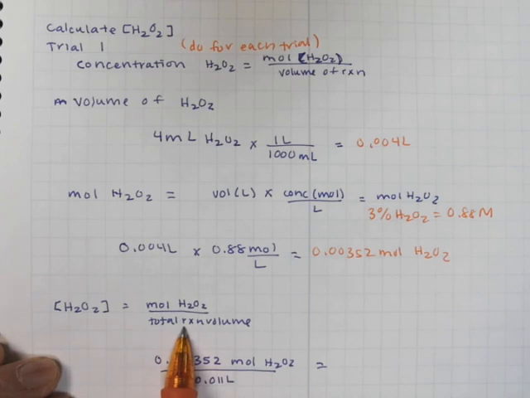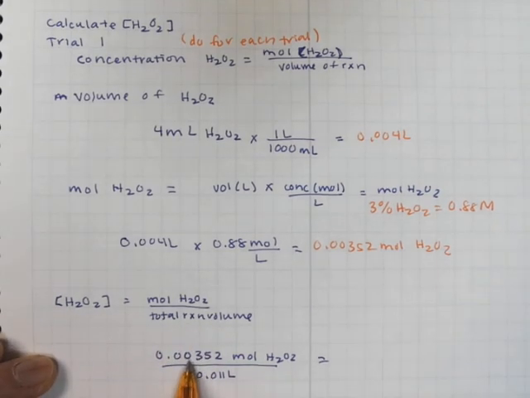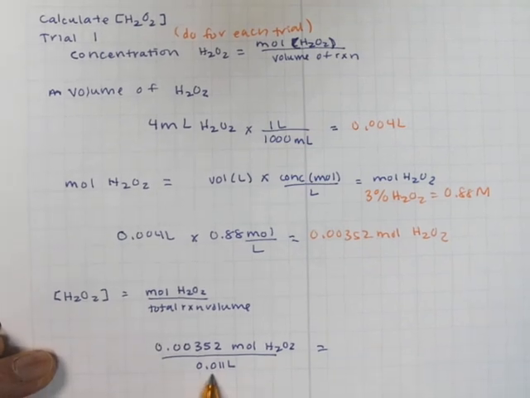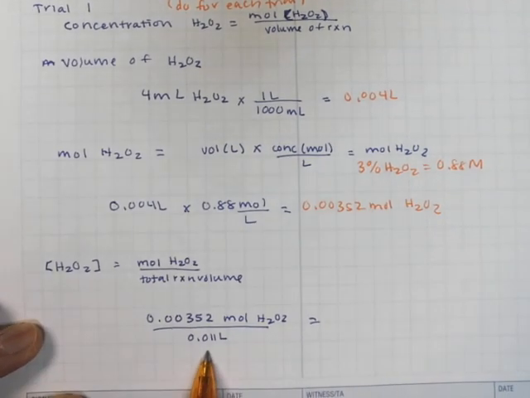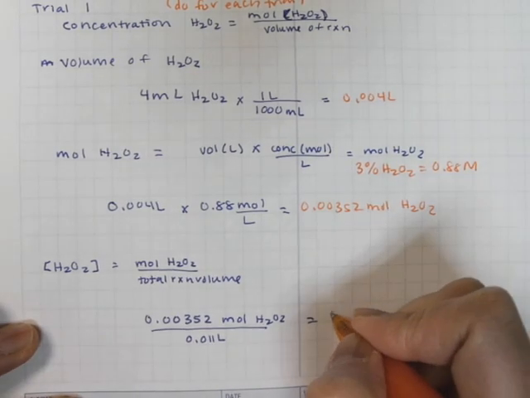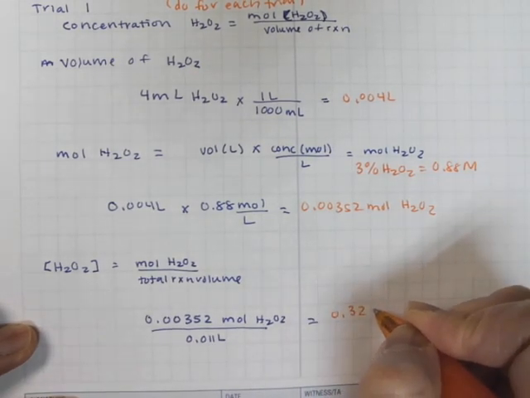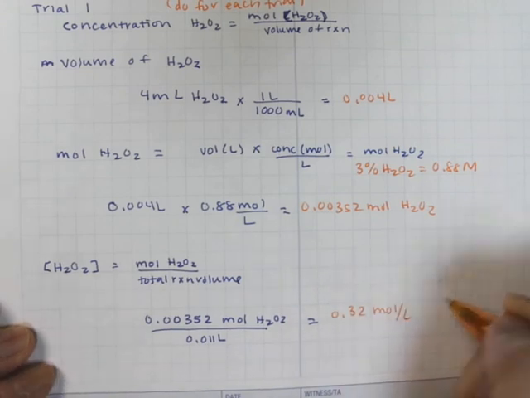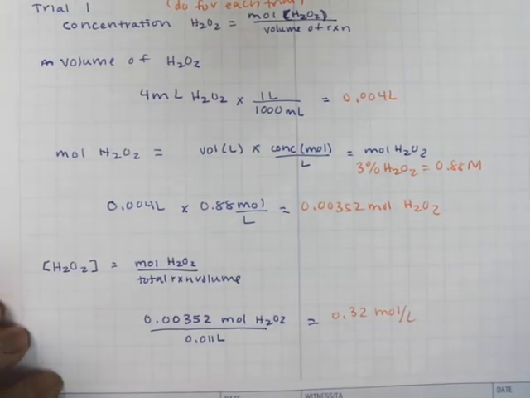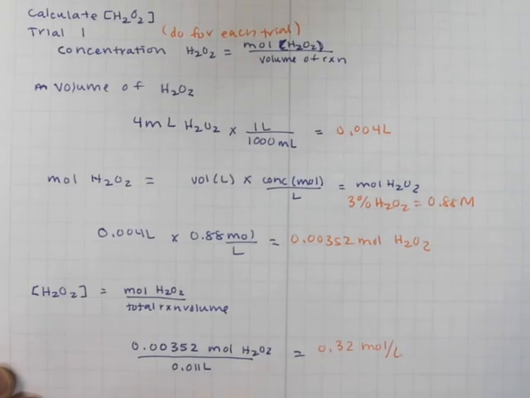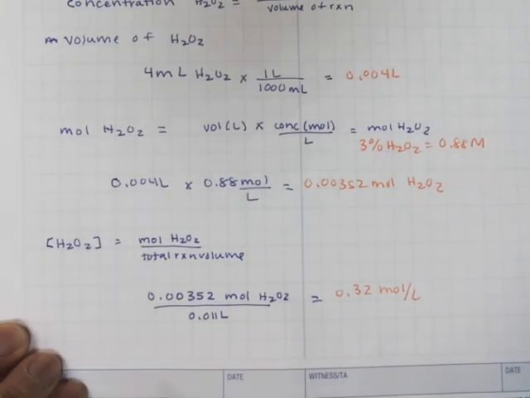So again, the concentration in the reaction of hydrogen peroxide is going to equal the moles of hydrogen peroxide over the total reaction volume. So I have the 0.00352 moles of hydrogen peroxide over 11 mils, which is also equivalent to 0.011 liters. So this comes out to 0.32 moles per liter. Alright, so that's how you would get to the concentration of H2O2 so that you can put it into your graph.